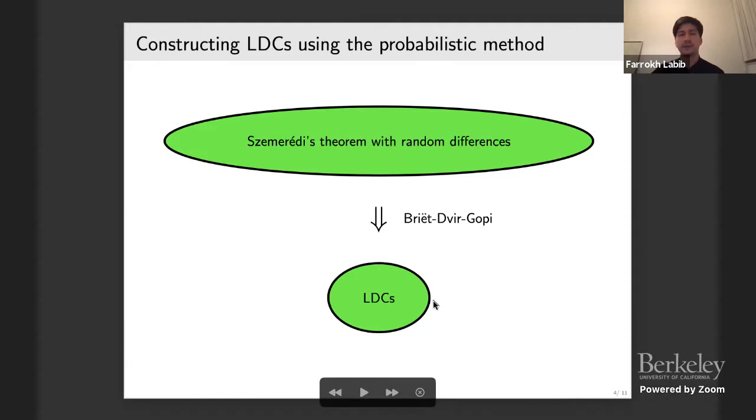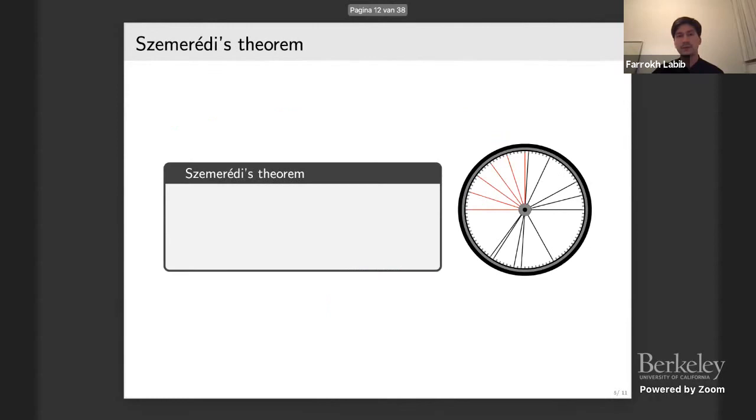And I will now explain what this Szemerédi's theorem with random differences is. But first, Szemerédi's theorem. So suppose you have a wheel with a lot of spokes, and say you remove 99% of them. So these are the remaining ones. And then if the number of spokes that you started with was very large, then the remaining ones will always contain some structured subset, the red spokes here. And the structure is that subsequent spokes have equal distance.